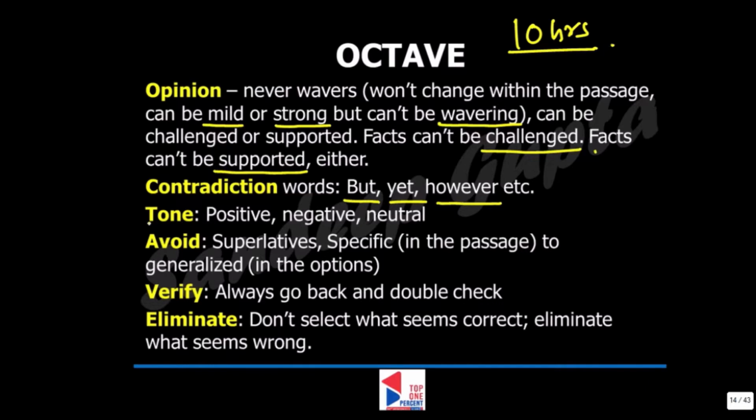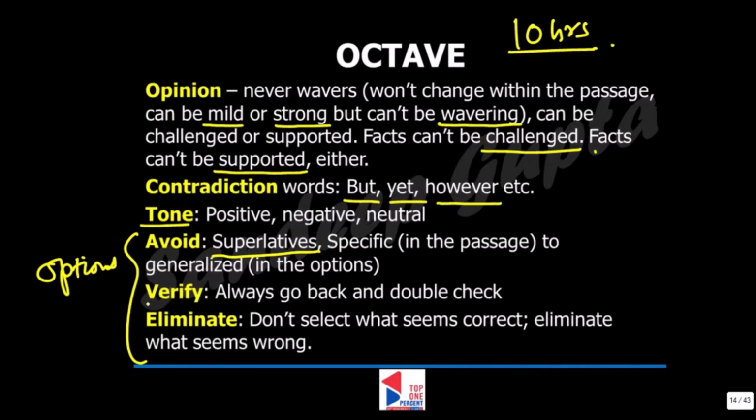The next thing we should check in a passage is the tone of the passage, whether it is positive or negative or neutral. And when you go to the options, you should avoid any answer that uses a superlative like the word most or best or latest or hardest, etc. And if the passage is talking about something specific, the options cannot be generalized. If the passage is talking about Javan rhino, for example, the passage cannot talk about all animals or any animals. It will have to stick to just what is being talked about in the passage. So avoid something that is specific in the passage but has been generalized in the options.